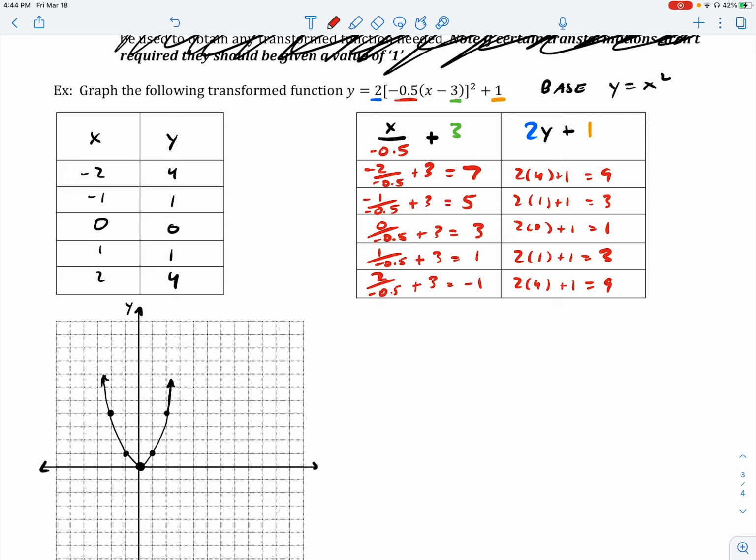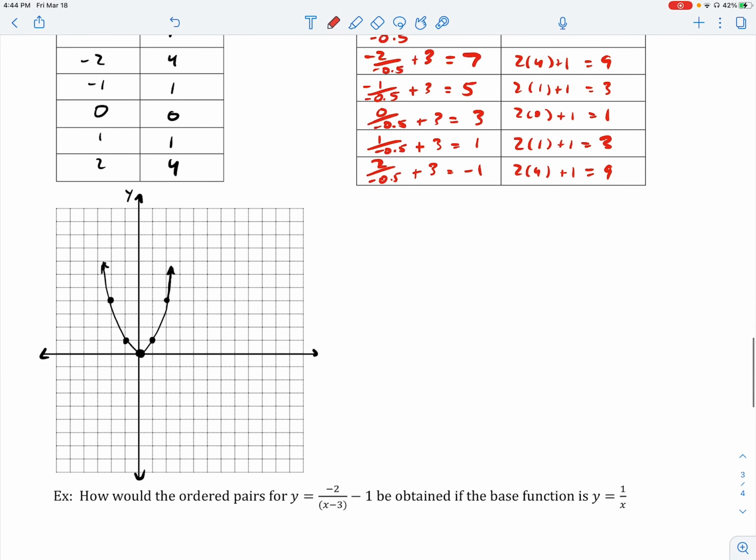Because I know this is an x squared graph, the base is x squared, I know my final values are going to show symmetry for a parabola as well. So I keep that in mind when I'm doing calculations too. Okay, let's go ahead and plot.